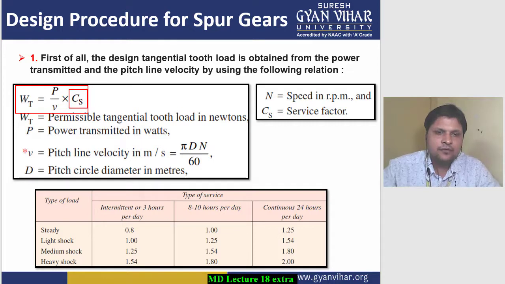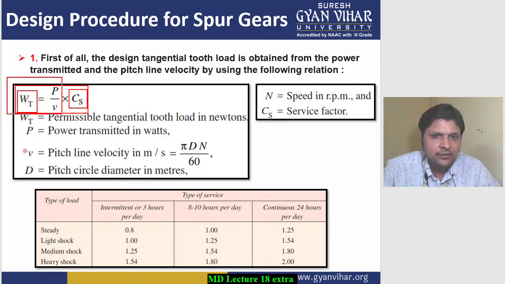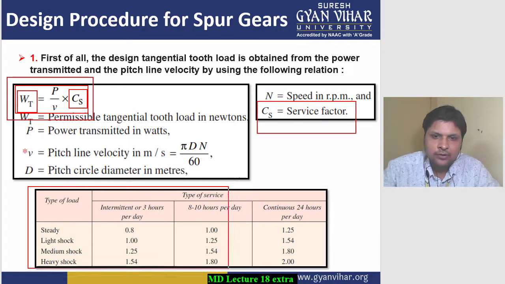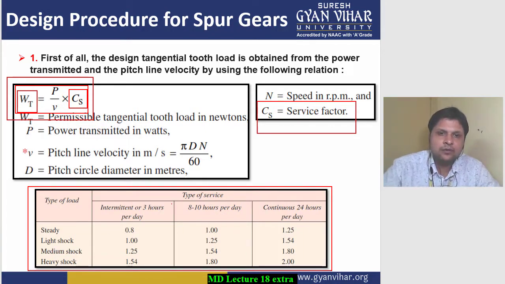CS is the service factor. First of all, you will have to calculate the tangential load, and the calculation of tangential load can be done with this formula: WT is equal to P upon V into CS, where CS is the service factor. It depends on the number of hours of service of the gears, and you can calculate it from the chart given in the design data book.